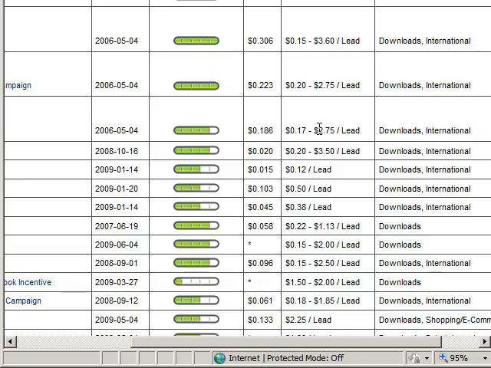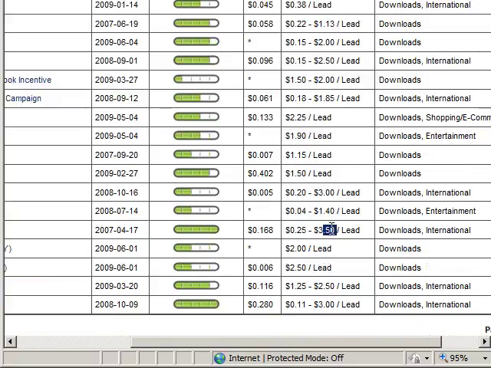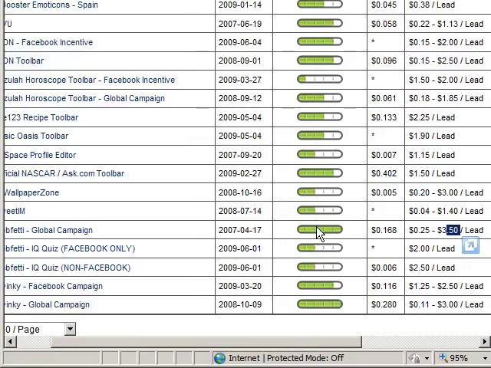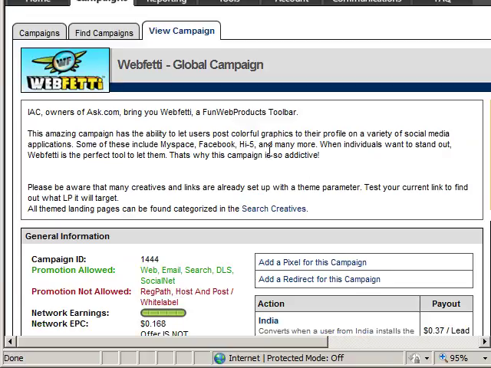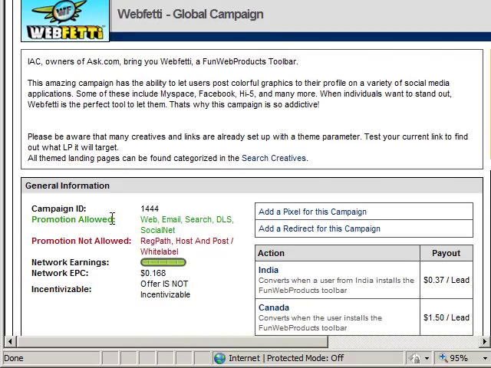And as you can see, some pay you $2.75 per lead. Some pay a lot more, like $3.50 per lead, and the network earnings are high, which is good. If I go here, I can actually see what it's all about. So if you go to the campaign, you can actually see what they're providing. It says this amazing campaign has the ability to let users post colorful graphics to their profile on a variety of social media applications. So you get to know what it's all about, but you also get to know what kind of promotion is allowed.